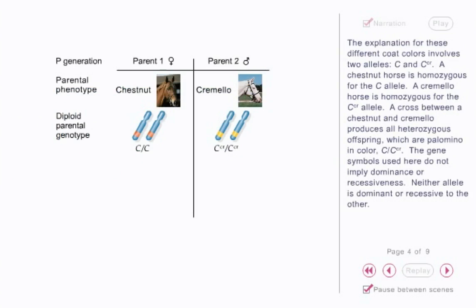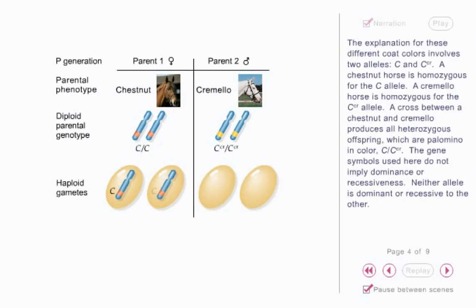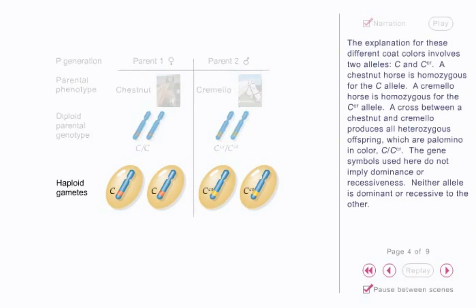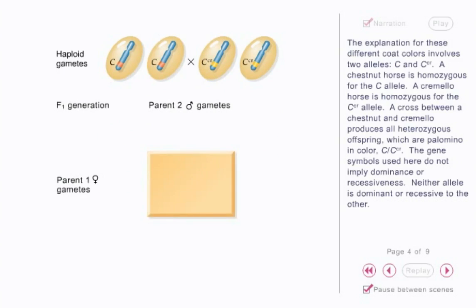The explanation for these different coat colors involves two alleles, big C and big C-CR. A chestnut horse is homozygous for the big C allele. A cremello horse is homozygous for the big C-CR allele. A cross between a chestnut and cremello produces all heterozygous offspring, which are palomino in color, big C, big C-CR.